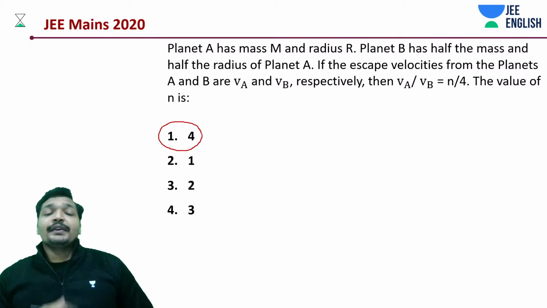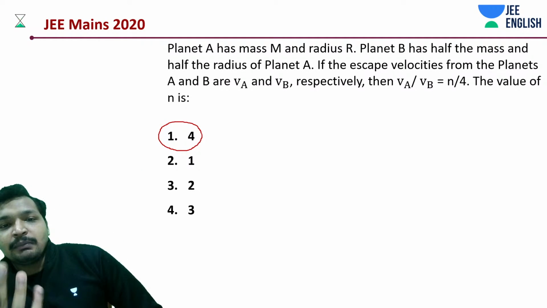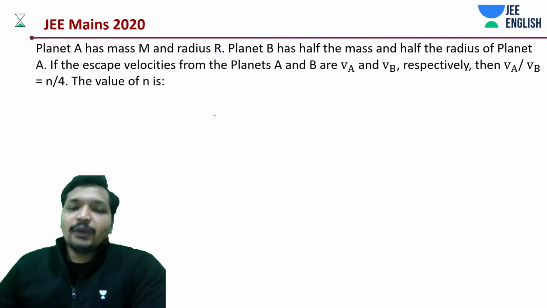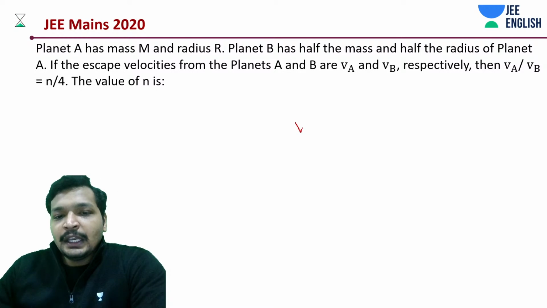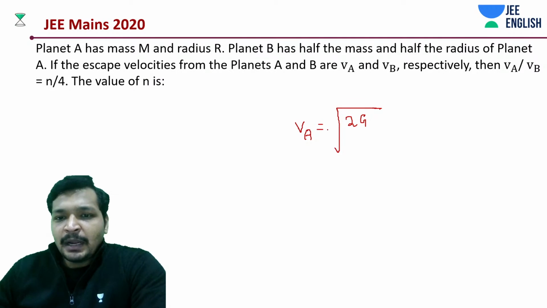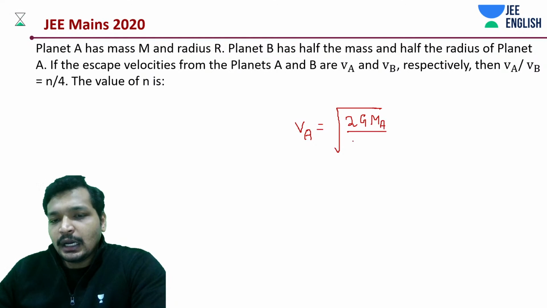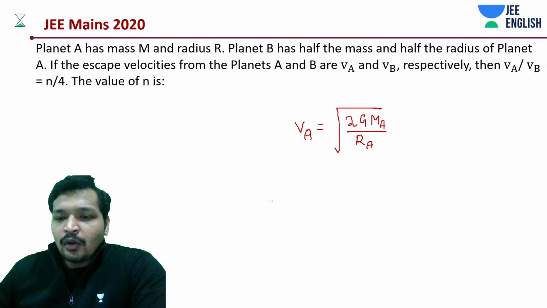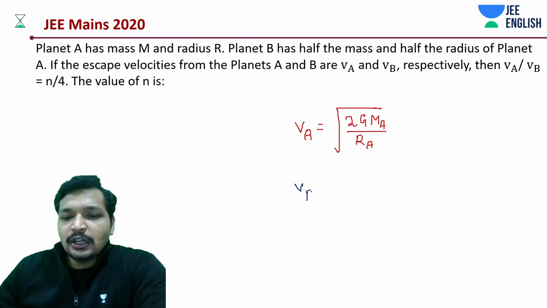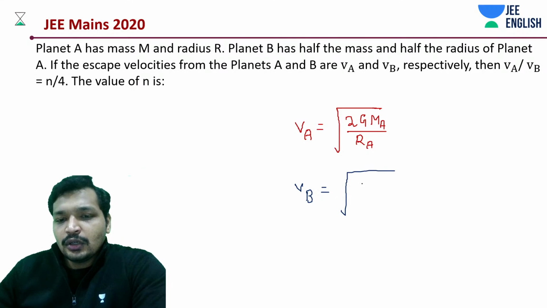How do we say that? Because we are generally concerned only about the ratio of the mass of the planet to that of the radius. So okay, let's understand in this case, but it's a very simple case. What should be the value of VA? VA is equal to under root of 2G times planet A's mass MA divided by RA. Okay. What about VB? VB, how much? Under root 2GMB by RB.